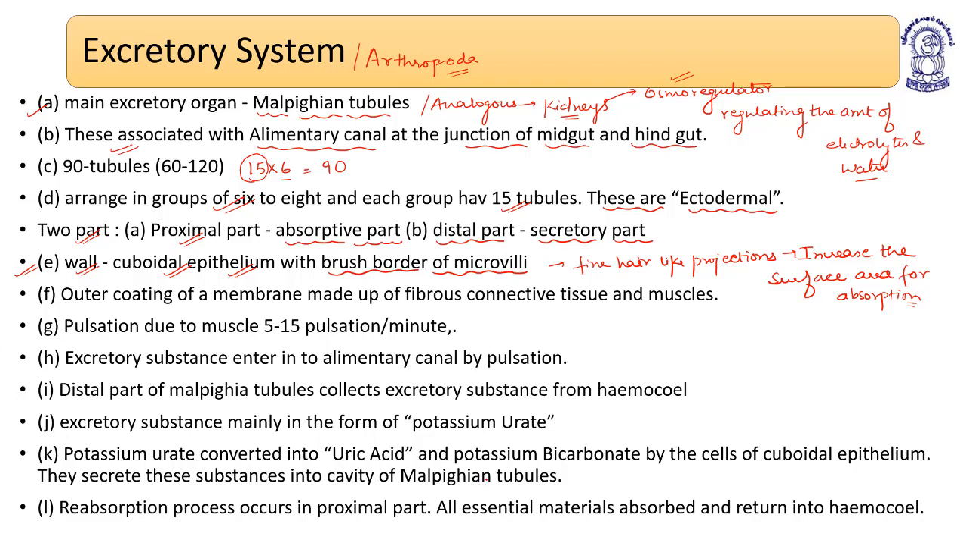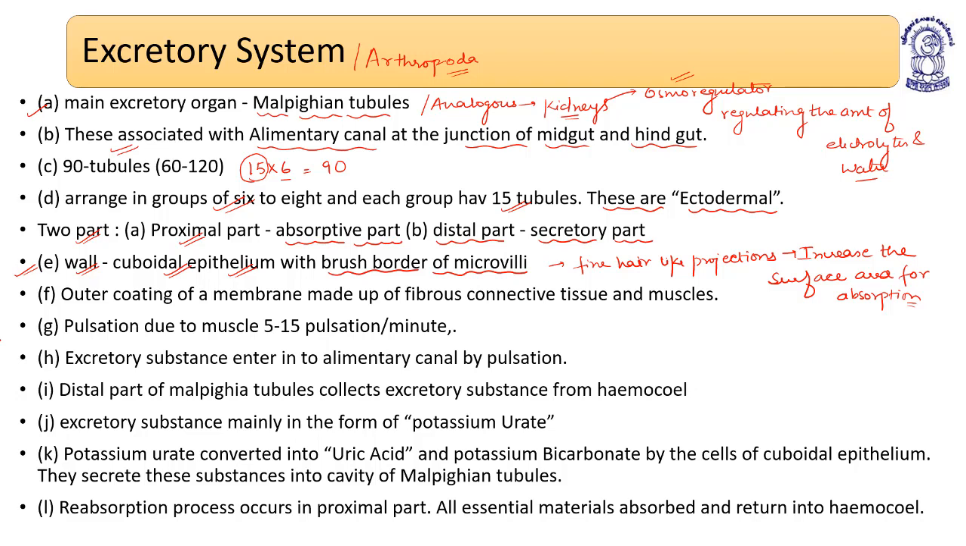Then the pulsation of heart: in the blood vascular system, we came to know that the presence of a pulsatile heart in cockroach helps to force the blood from the posterior to the anterior regions. So the pulsation of these muscles along with the pulsation of the heart, the rate of pulsation is around 5 to 15 pulsations per minute.